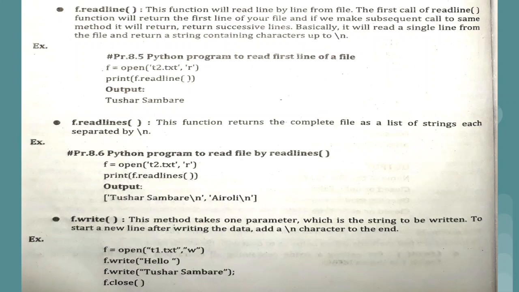Then we have the write method, which we have used just now, with t1.txt. Just see the example of the write method. If you want to add some lines or some content inside the file, then we can make use of the write method. So in this current program, f.write hello we have added, and the second line is Tushar Sambre. So 2 lines we have added, and whenever we want to perform a write operation we have to use w or w plus mode.